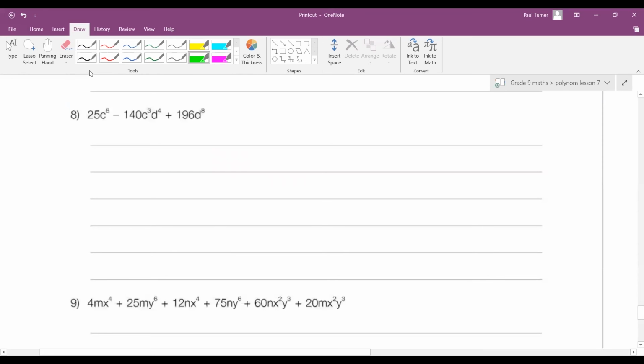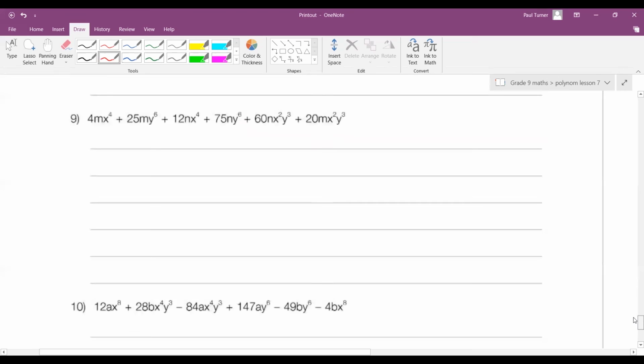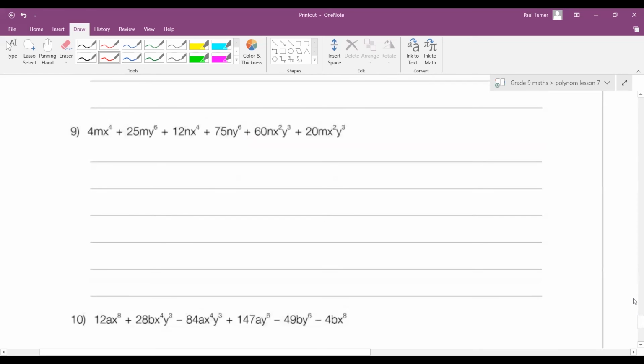So for 8, you should get 5c cubed minus 14d4 all squared. So that's your answer. I'm not going to show the working because I want to talk about question 9. You can check that one yourself. Okay, 9 and 10. We'll do 9 anyway, and you can finish 10 for yourself for practice.